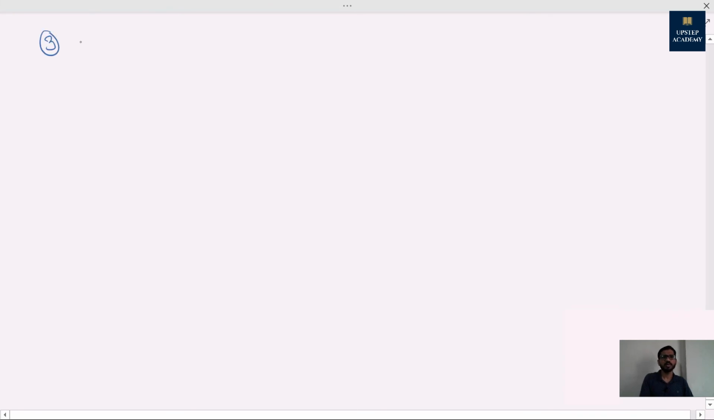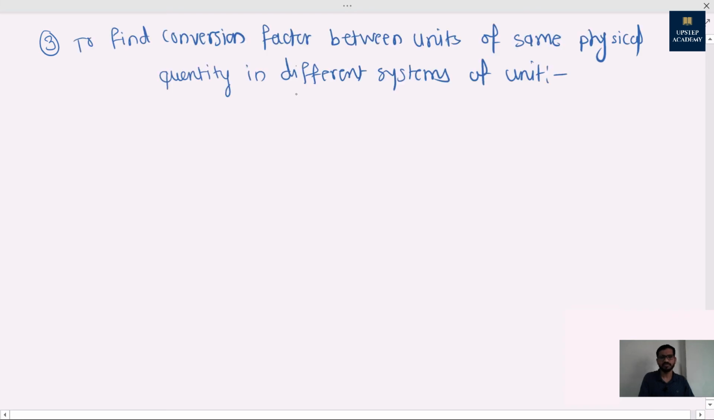Let me take you to the third use of dimensional analysis, guys, to find conversion factor between units of the same physical quantity in different systems of units. So now what are the two different systems of units? SI system and CGS system we will take for example, and we'll take one physical quantity, that is force.